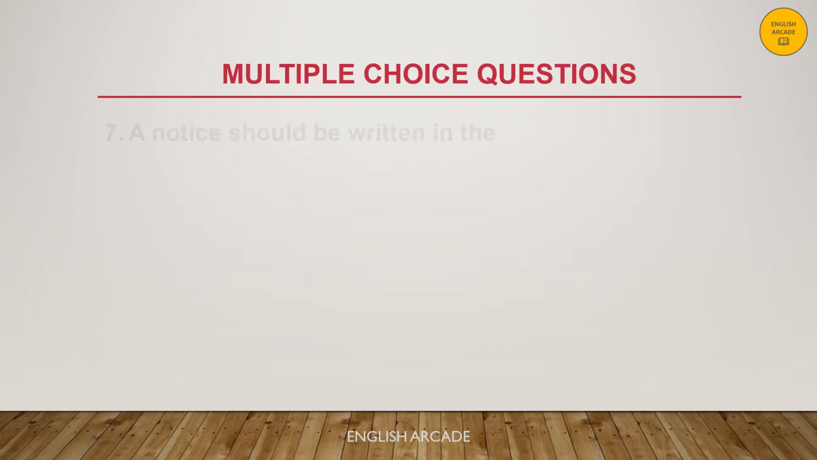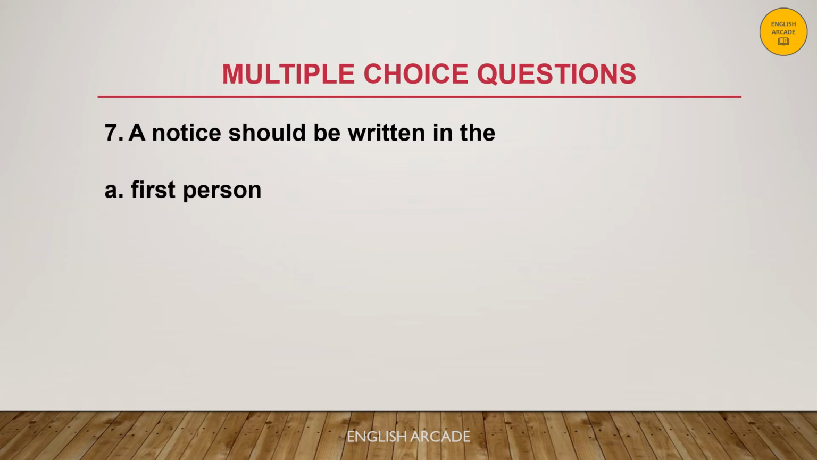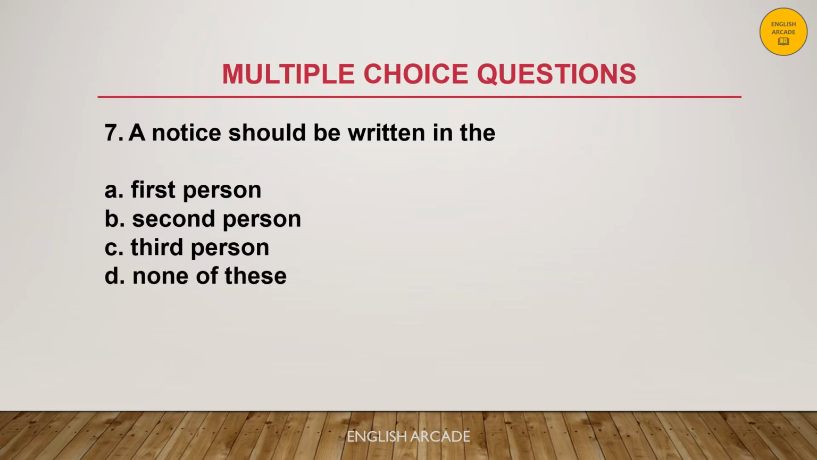Question number 7. A notice should be written in the A, first person, B, second person, C, third person, D, none of these. Well, the correct answer is C, third person. First person is written when we write as I, me, we. Second person includes the pronoun you. Third person is he, she, it, they, their, etc. So a well-written notice should always be written in the third person.